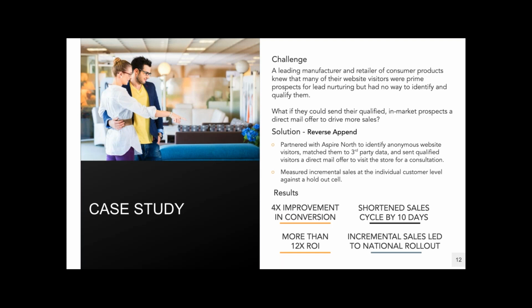We said, all right, if these 100,000 are ranked 1 to 10, 1 being the best, 10 being the worst, they're all good, but we're going to divide that group of 100,000 in half. And we're going to have a half that we're going to send direct mail, and we're going to have half that we're not going to send direct mail. So we had a holdout group.